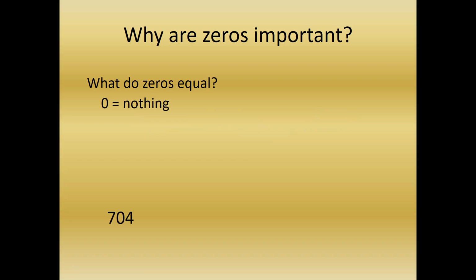So then 704 and 74 should equal the same thing, shouldn't they? If a 0 means nothing, then it's just there. It's not useful. So we can just take it out and it becomes 74. No, we know that's not right.